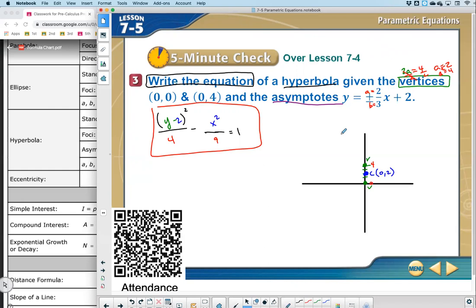So with that, we have done our bell ringer, and it's time to start lesson 7.